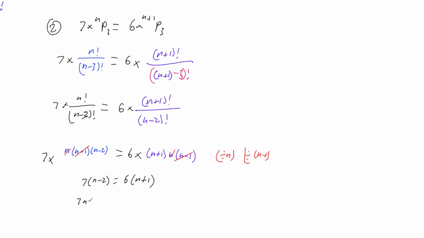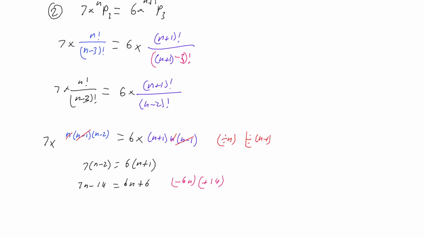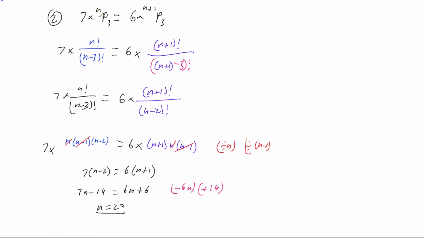So we have 7n minus 14 equals 6n plus 6. And so then if we minus 6n from both sides and add 14 to both sides, we'll be able to see that our final result is that n will equal 20. Do a quick check with our original question just to make sure this works. 20 works with a positive number. 20 plus 1 is 21, still a positive number. So this will work as a valid solution. So 20 is our answer to this one.